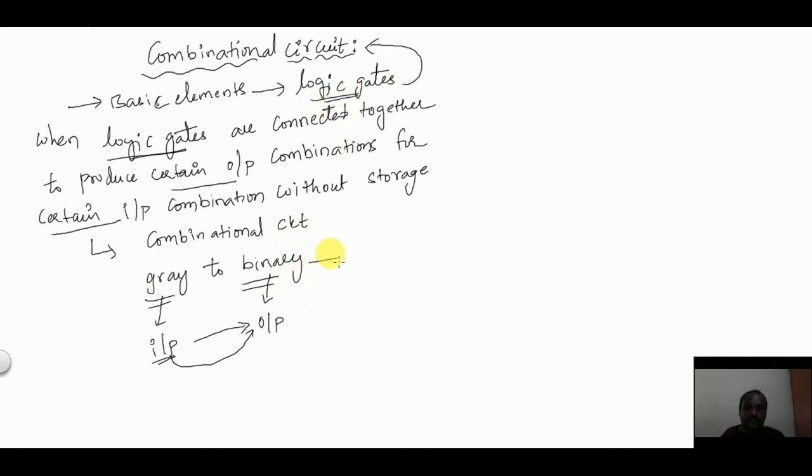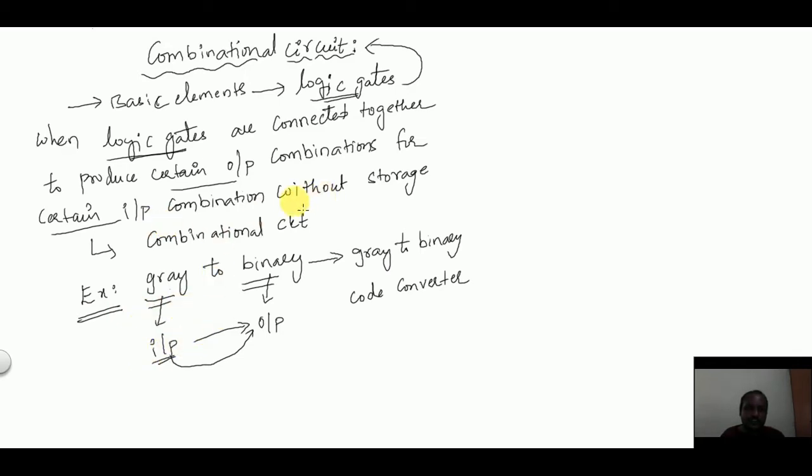Such a circuit which designs this gray to binary conversion is called a gray to binary code converter. Such a combinational circuit is an example of a combinational circuit. So this is how the combinational circuit works.